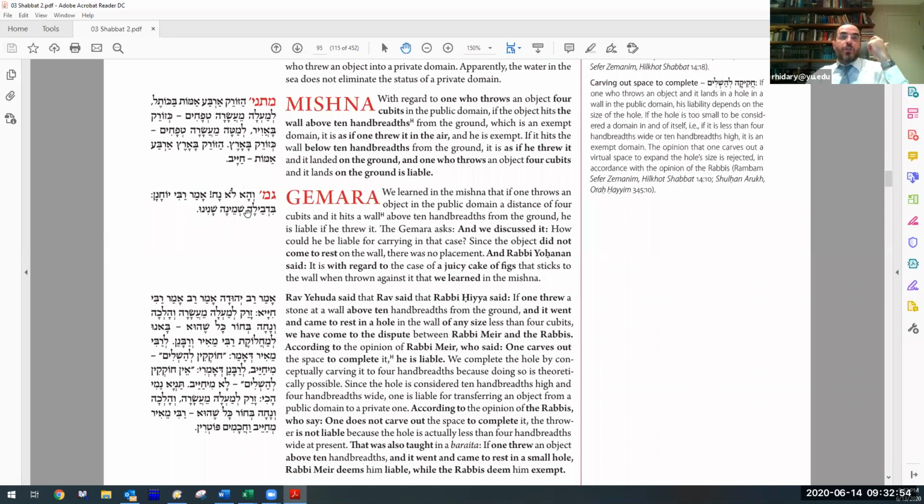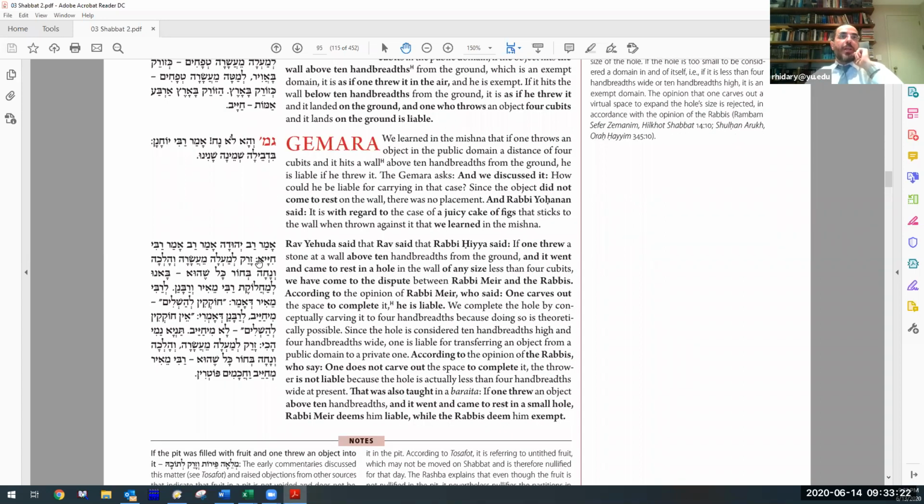Okay, I'm going to ask the question which we saw before. Hold on, if I throw it against the wall, it's going to bounce back, and so it didn't come to a rest. And in order to be chayav, I have to move it, and it has to rest. We're talking about a fig cake, right? The fruit roll up that's sticky. I throw it and it sticks onto the wall, and that's why I am chayav, because it did come to a rest vertically. Amar Rav Yehuda Amar Rav, Amar Rabbi Chiya, Zarak למעלה מעשרה, והלכה ונחה בחור כלשהו.